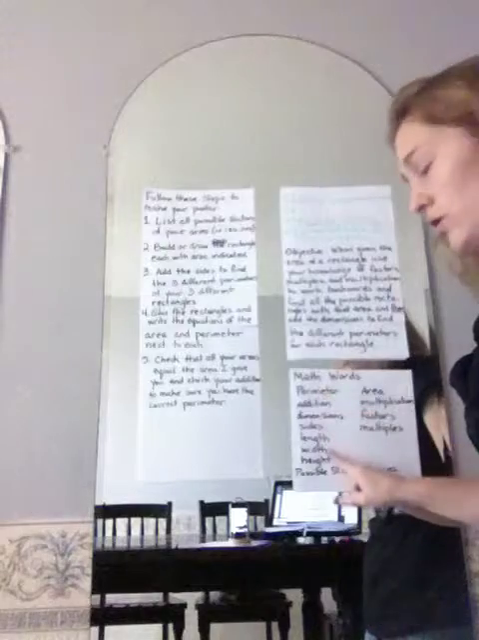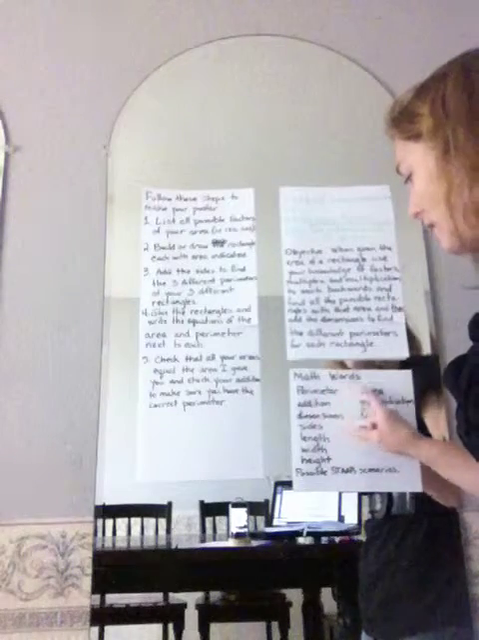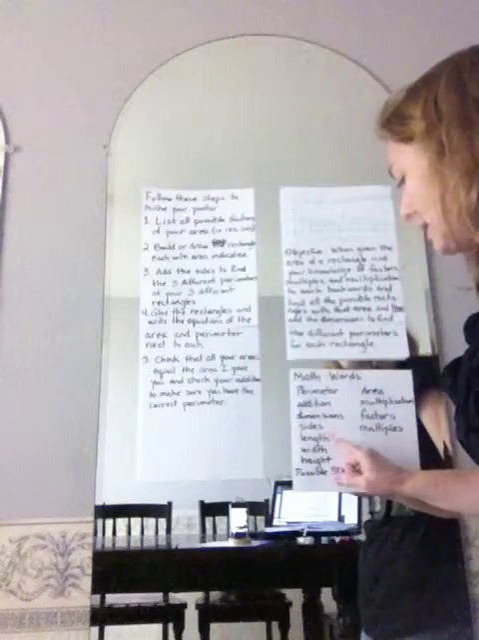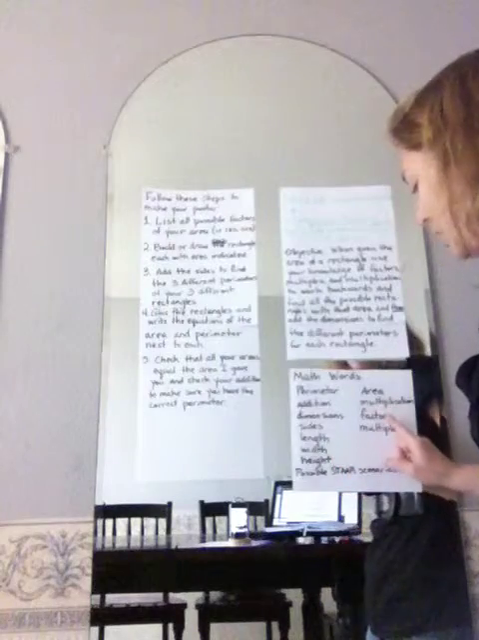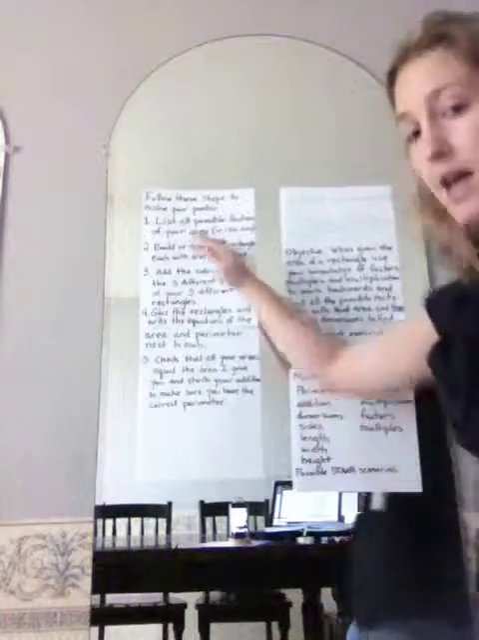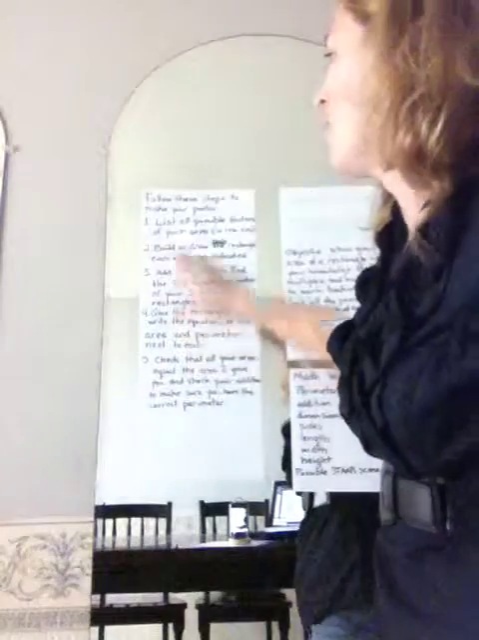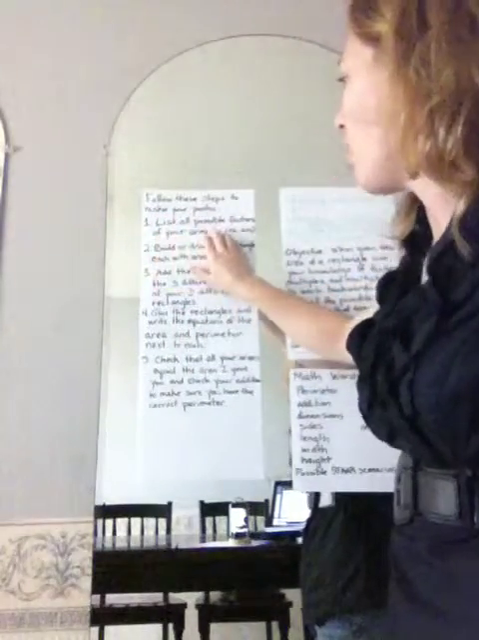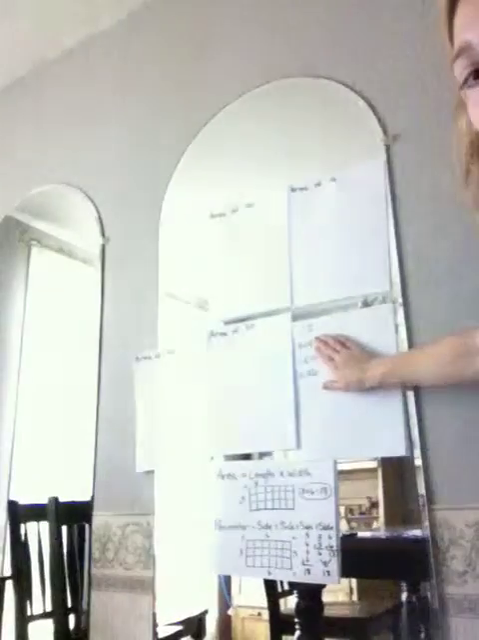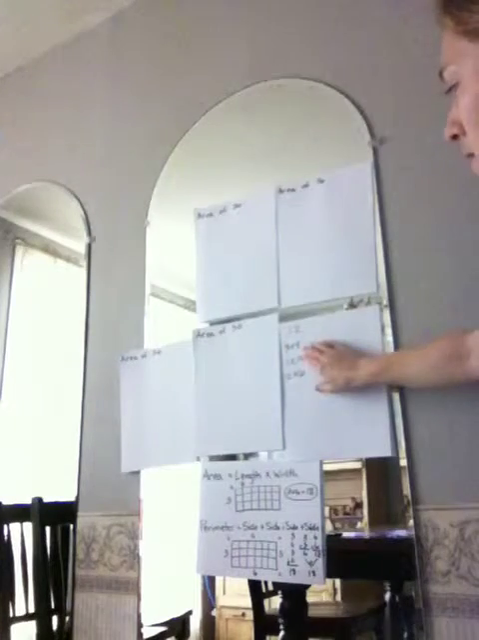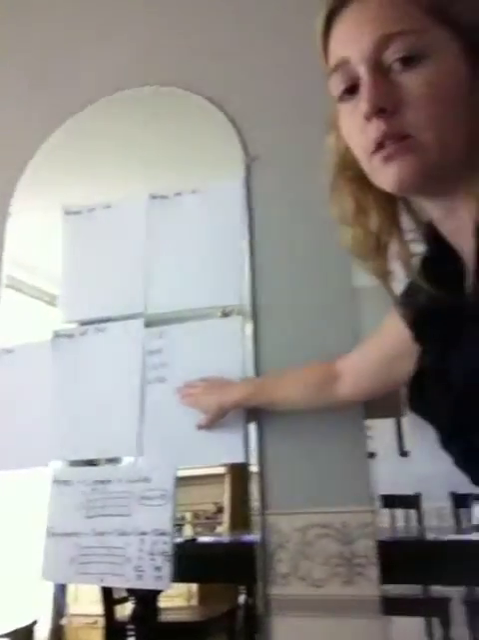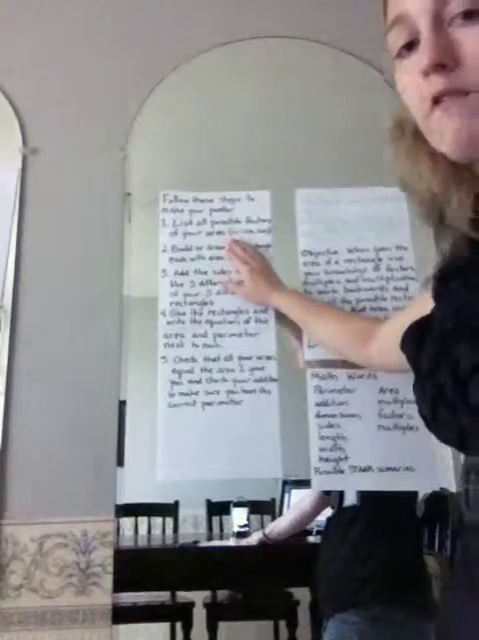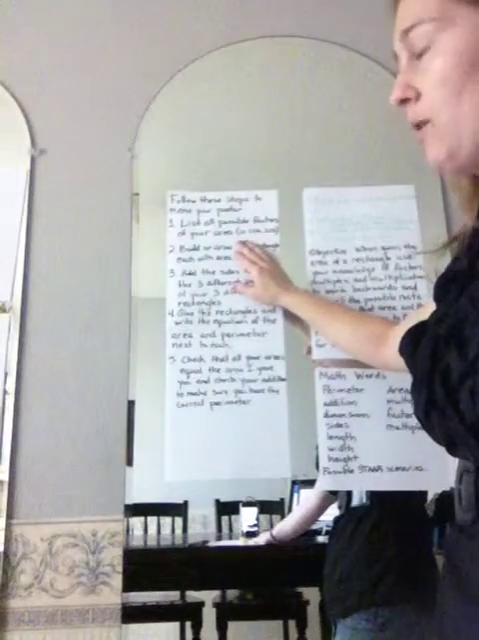okay? Here are some words you might need to know: the perimeter, area, addition, dimension, sides, length, width, height, multiplication, factors, and multiples. Okay, and here are the steps for you to follow. You're going to make a poster as a group. Number 1, you're going to list all the possible factors of your area, just like what we did over here. We got an area of 12 and we listed 3 times 4, 1 times 12, 2 times 6. So think about what factors make your area when I give it to you.